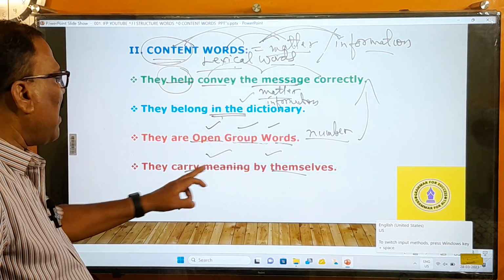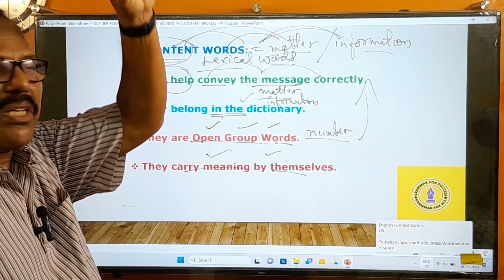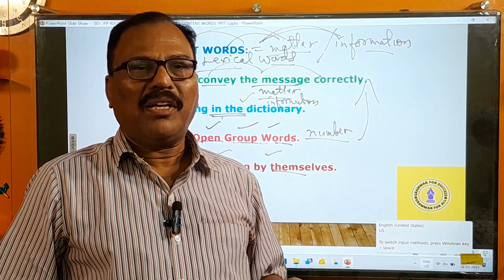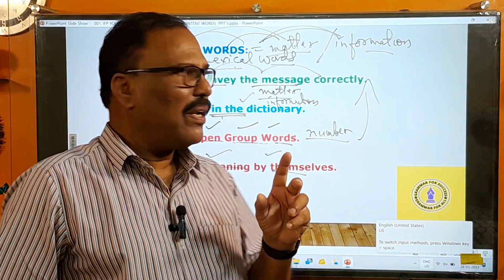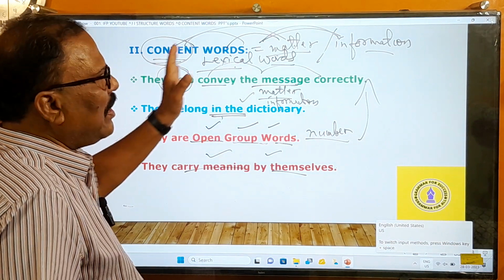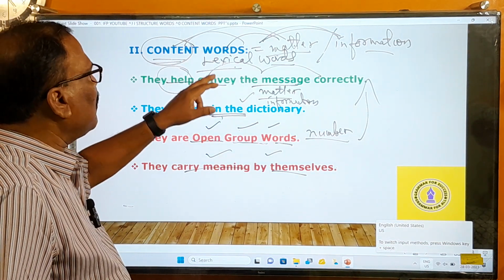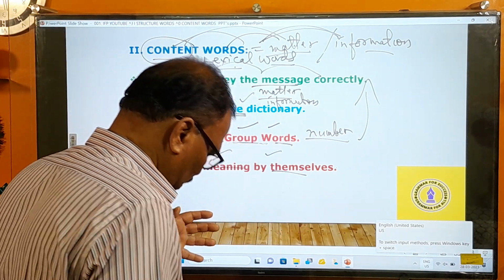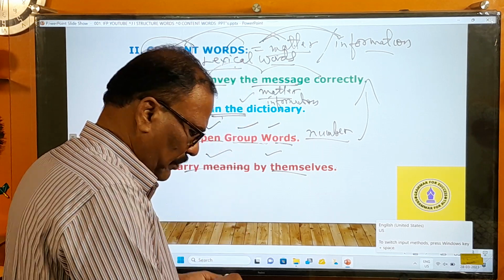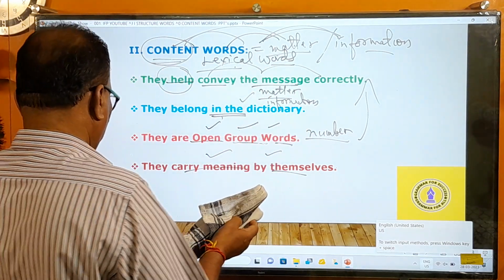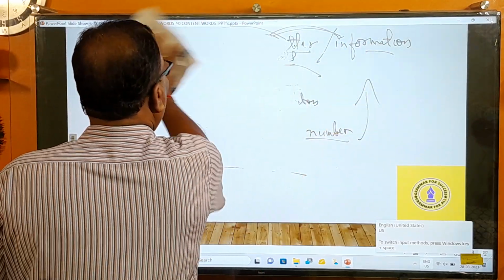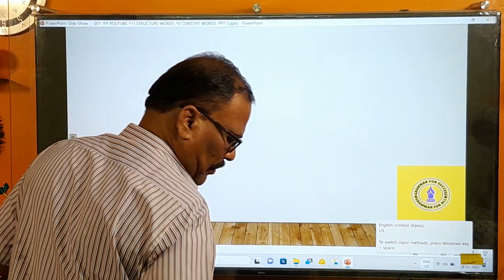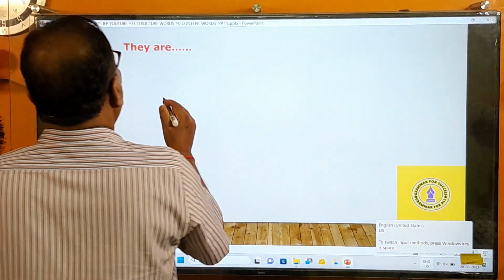But here, content words carry meaning by themselves. They don't carry meaning by themselves. So it is all about the structure words and the content words. I hope you have understood these two kinds of things. And now, before going to the next item, I'm going to talk to you about the content words. What are the content words?